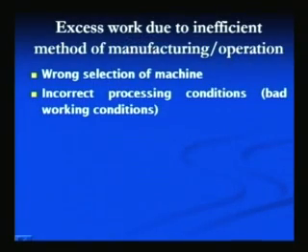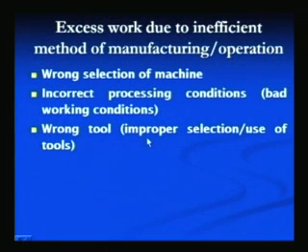Incorrect processing conditions: the parameters selected for processing the product are not optimum, and because of that it can take longer time. So, optimum selection is also important for reducing the excess work content. The wrong tool has been selected. If the wrong tool has been selected, then it will not allow the use of optimum conditions which would reduce the excess work content, or the wrong tool will require longer time to complete the same job, which in turn will increase the work content, that is, simply increase the excess work.